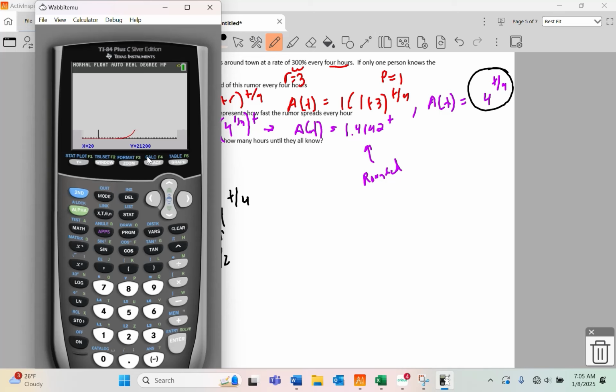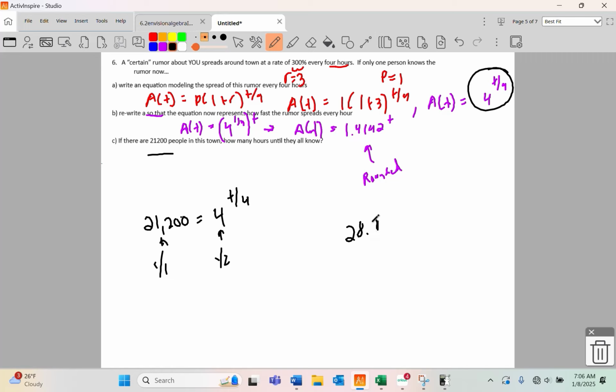So second trace, 5 for intersect, enter, enter, enter. So 28.7436 hours. And your life is over. All right, that's the rumor question.